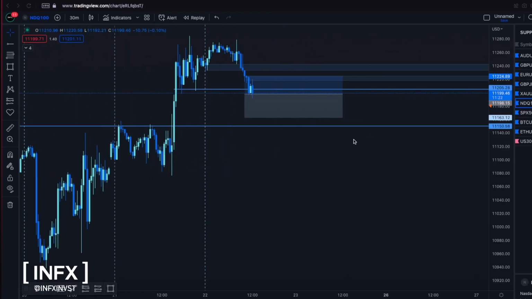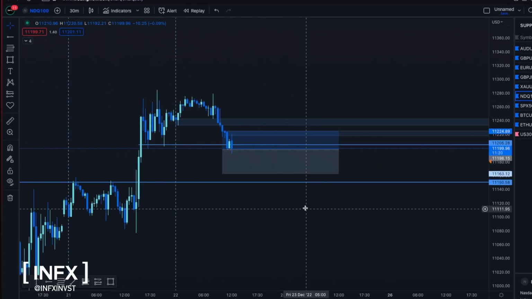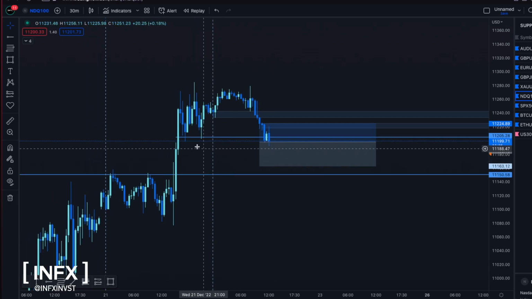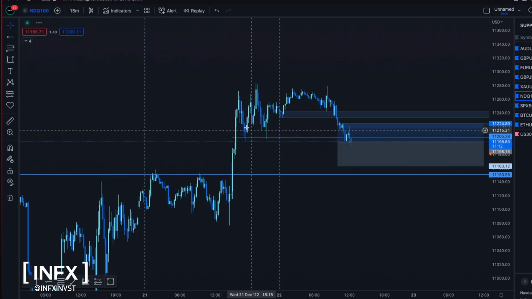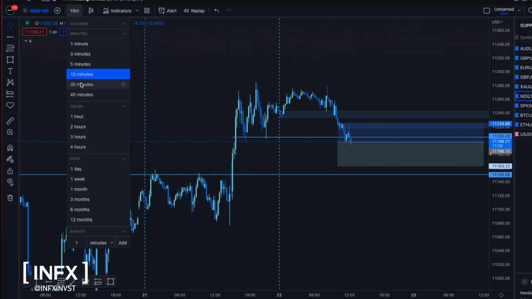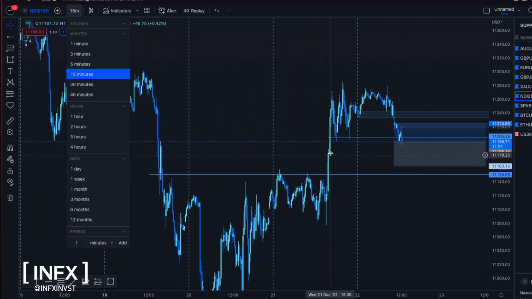Alright guys, just jumping back in real quick, we have just spotted another entry on the NAS100. On the 30-minute chart, we've got this resistance area here, which is actually on the 15-minute chart. Really nice resistance zone, and then support zone. Then we have this resistance zone down here with this clean traffic in between, if you can see.